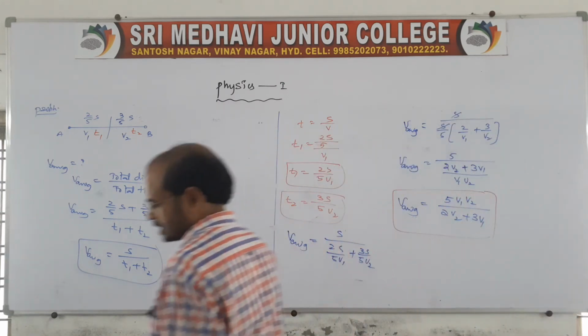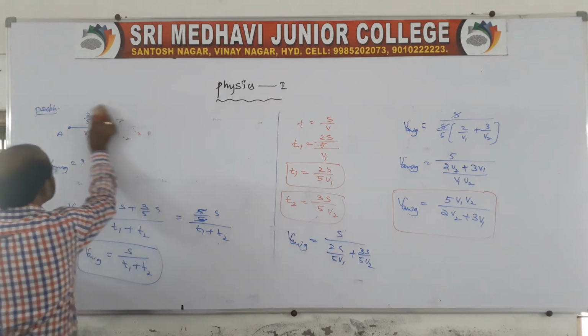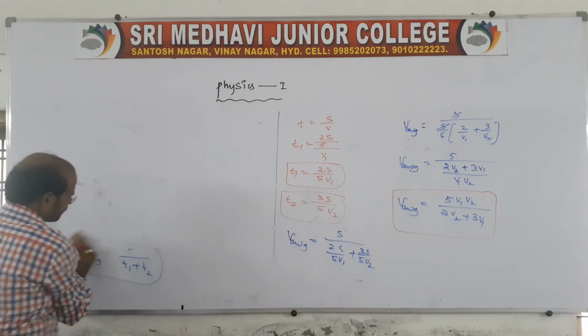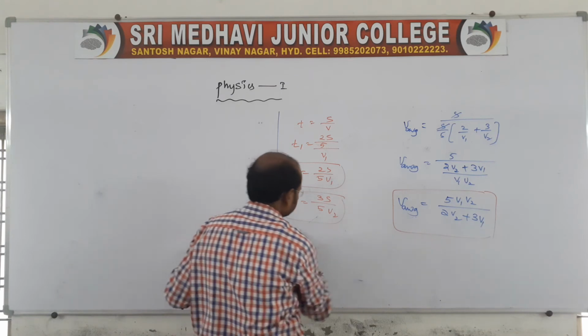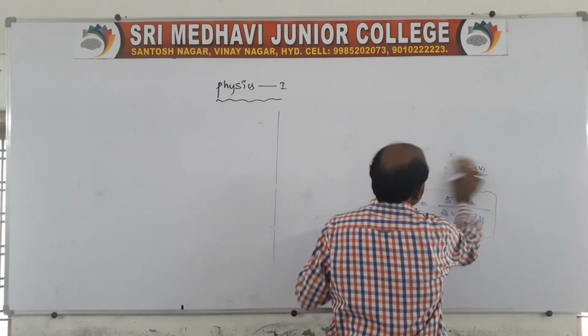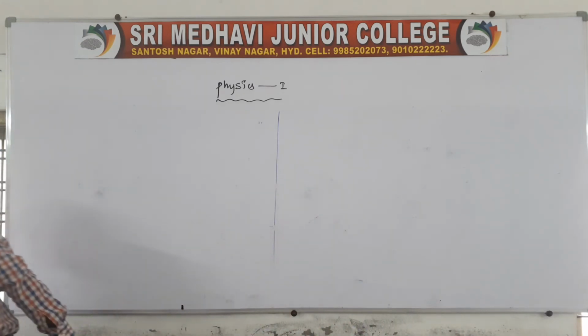Right. So these are the example problems related to average speed. Let us see the next one. After speed we'll move to velocity. That is the next topic. Here you write velocity. Here velocity is nothing but it is a scalar. Sorry, I'm sorry to say, it is a vector.